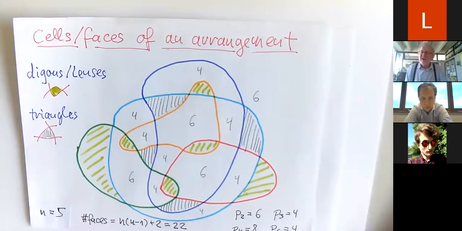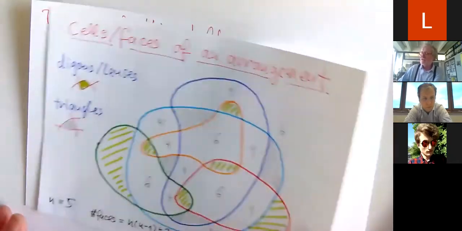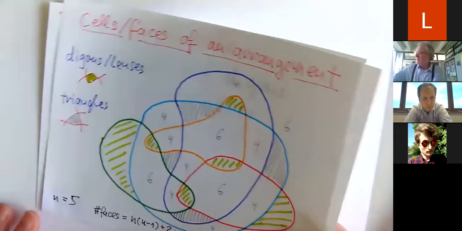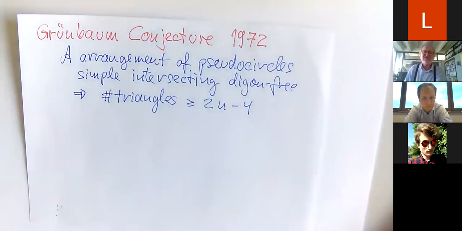So you have this planar graph, and you can look at the vertices, and you can ask for the chromatic number of this graph. And there are some fun questions in this regard. Okay, so let's start with a classical conjecture.